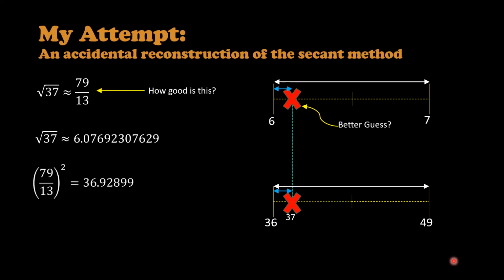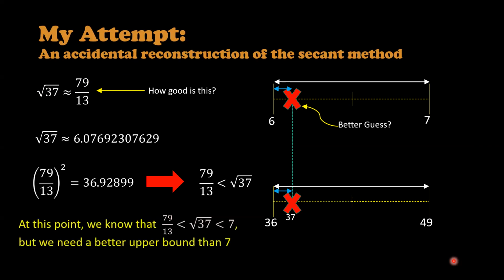If we square it, I used a calculator, I'll be honest, we get 36.92899. So we get a number that's a little bit smaller than 37. So the square root of 37 is definitely bigger than 79 over 13. Or 79 over 13 is too small, but it's not too small by much.